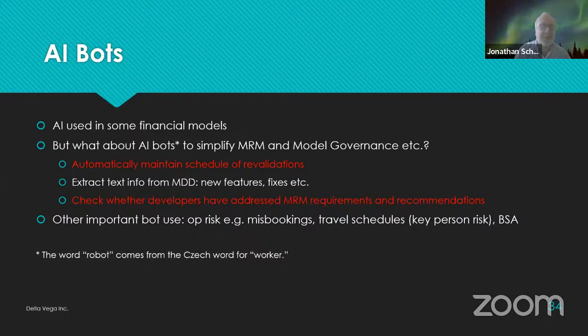It could also be used for op risk, like finding a bad trade, right? A fat finger error. Looking at everybody's schedules at the company and realizing that everybody's going to be on the same plane, on a very dangerous route to Central America. So key person risk.